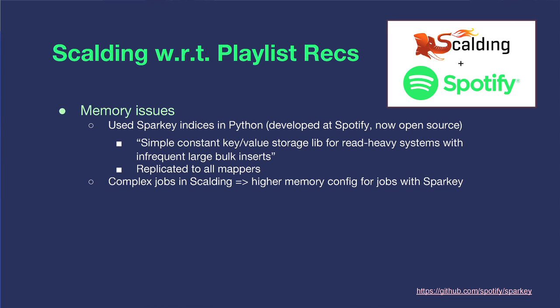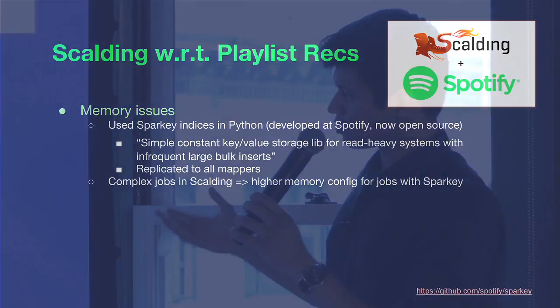We've also been dealing with a lot of memory issues as we migrated from Python to Scalding. Back in the Python world, we used to use something called Sparky. This was also developed at Spotify, and it's open source now. Sparky is basically a simple constant key-value storage library for read-heavy systems with infrequent large bulk inserts. As you use these Sparky indices, you define them and they're replicated to all mappers so that you have quick access to this sort of dictionary store to be able to look up things really fast.